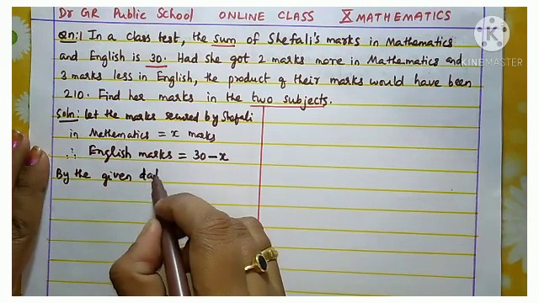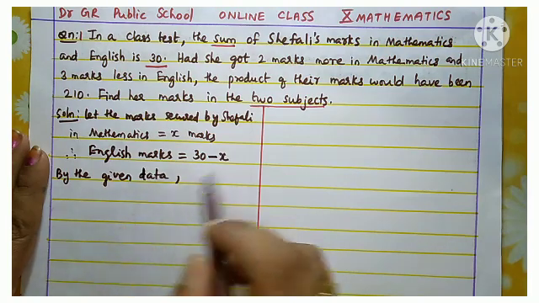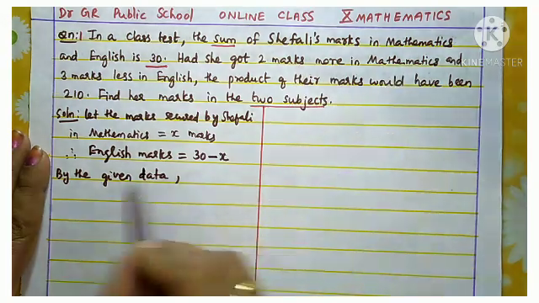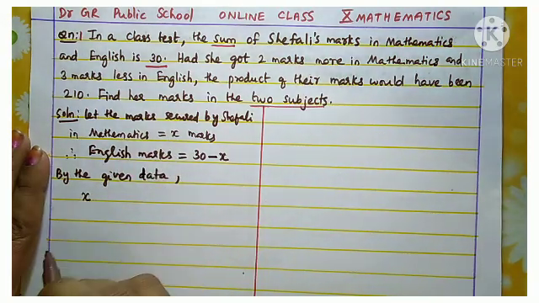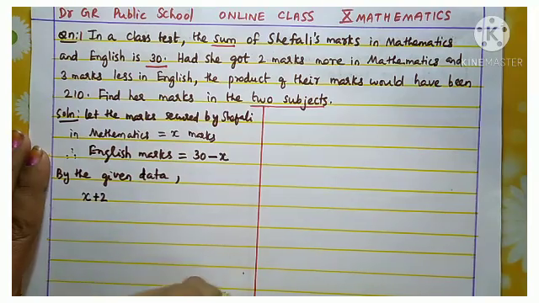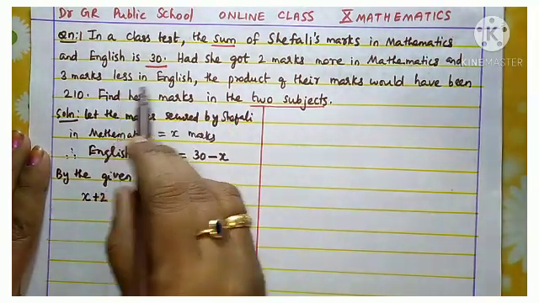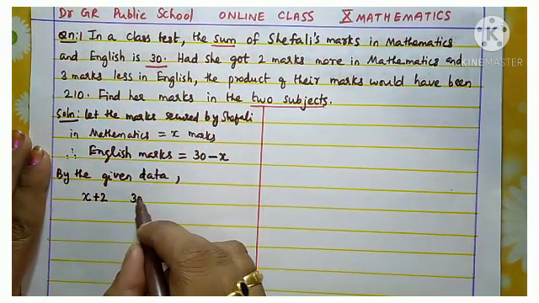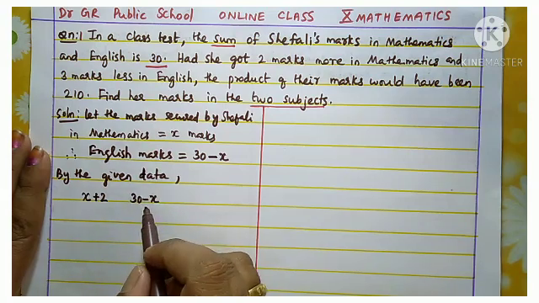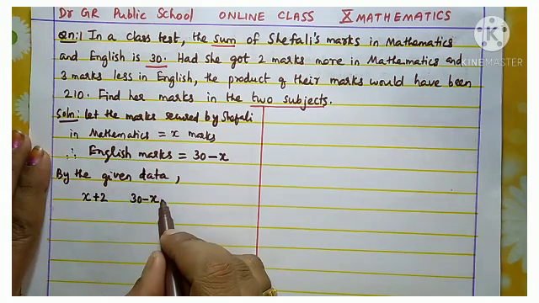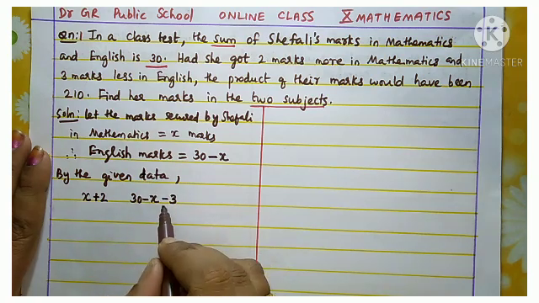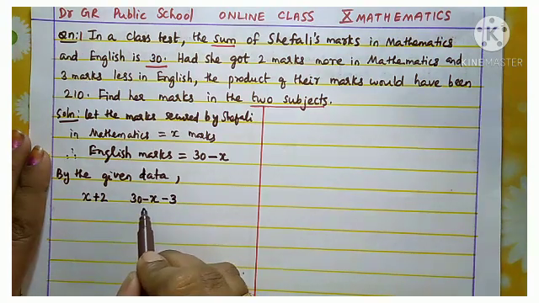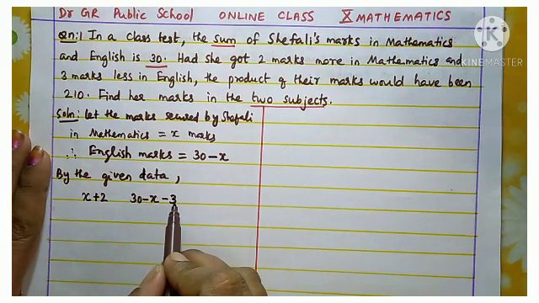Now by the given data, what is the next data given? By the given data, had she got 2 marks more in mathematics. So mathematics marks we have taken X. So 2 marks more means X plus 2. And 3 marks less in English. English we have taken 30 minus X. This is English mark. So if English she got 3 marks less, so this minus 3. Maths if she got 2 marks more and English she got 3 marks less.